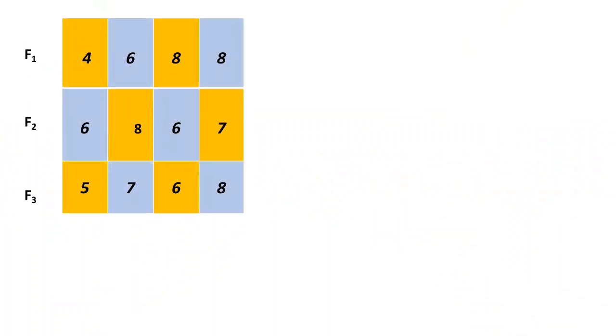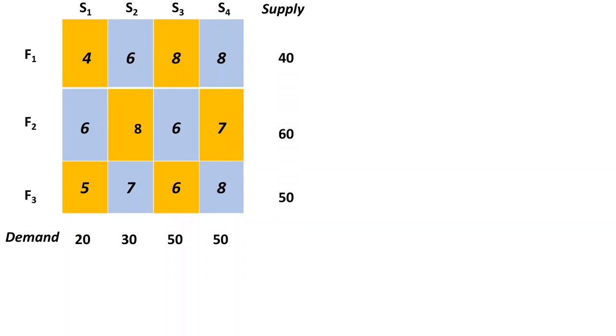There are three factories F1, F2 and F3 and four stores S1, S2, S3 and S4. Demand of store 1 is 20, store 2 is 30, store 3 is 50 and store 4 is 50. And the supply by factory 1 is 40, factory 2 is 60 and factory 3 is 50. It is a balanced transportation problem because total supply equals total demand. Each one of them equal to 150.